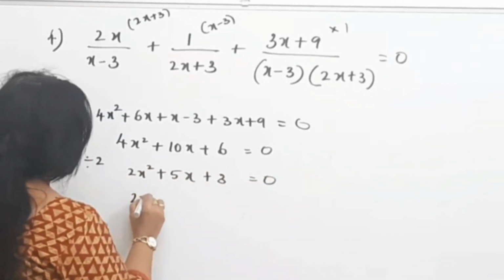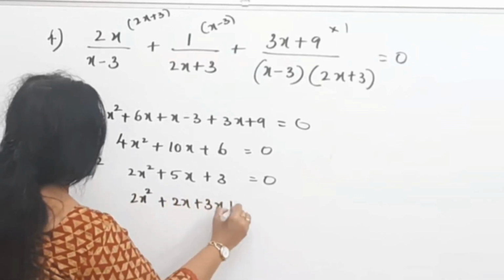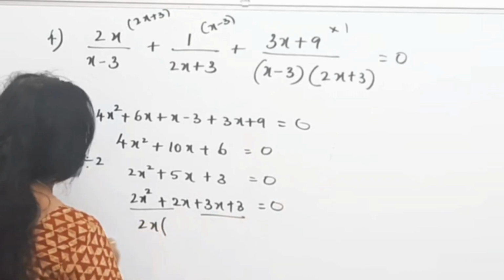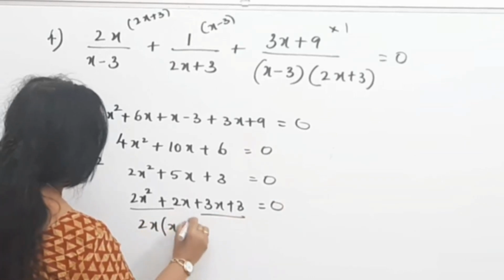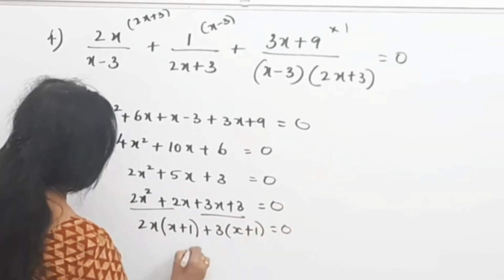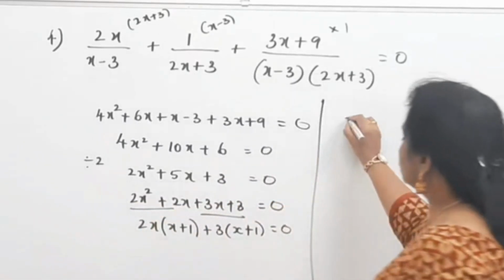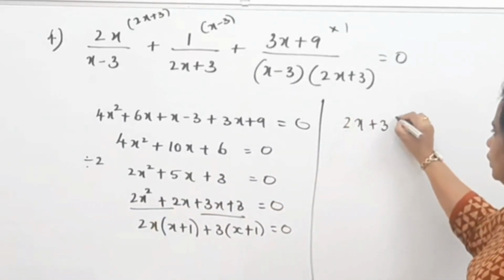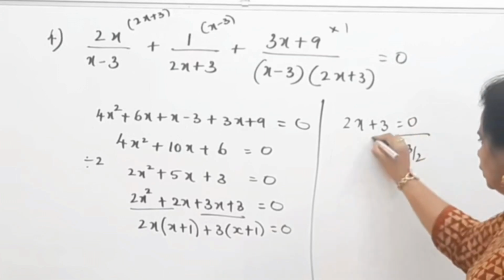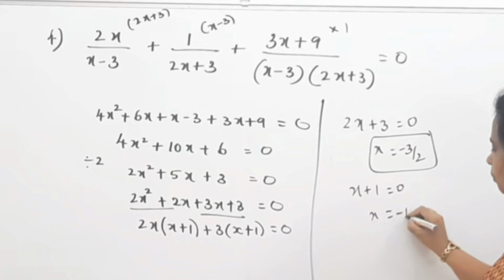So you get your factors 2x squared plus 2x plus 3x plus 3 equal to 0. So grouping the terms, you get 2x into x plus 1 plus 3 into x plus 1 equal to 0. So I get the factors 2x plus 3 and x plus 1 equal to 0. So x is equal to minus 3 by 2. But I have x plus 1 equal to 0, x is equal to minus 1.